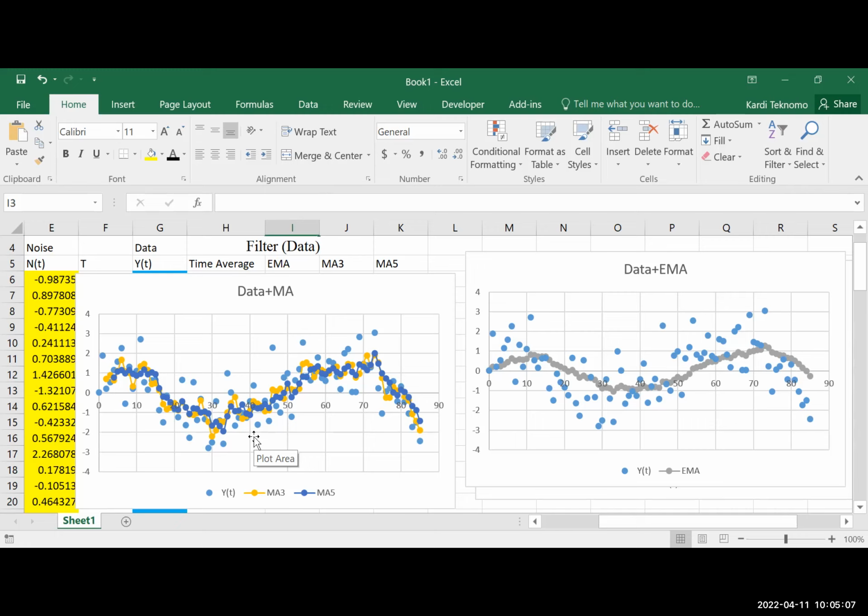So it's up to you which filter you will use. In fact, you will try all these filters. So you want to try? Anyone want to share your screen?